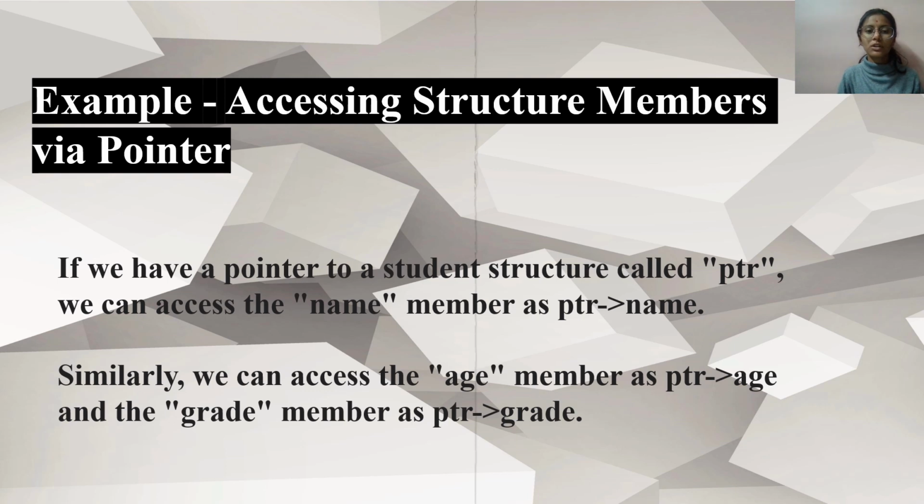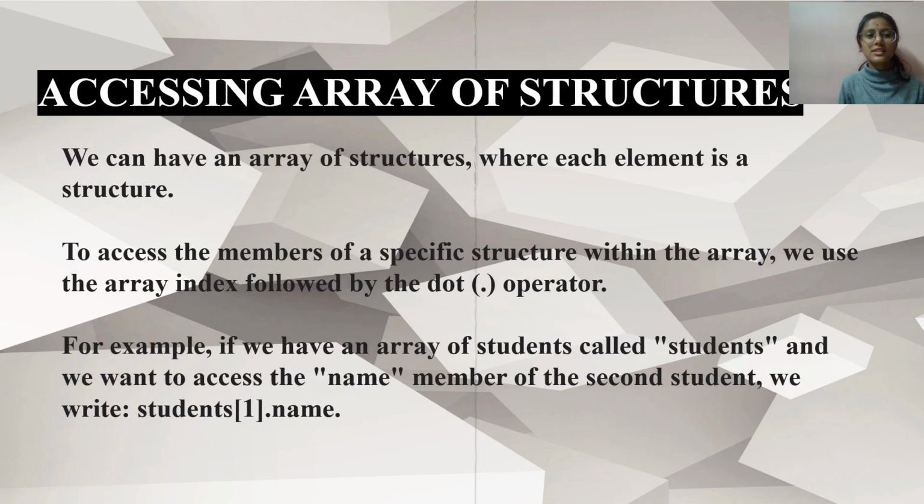Let us see one example of accessing structure members using a pointer. If we have a pointer to a student structure called ptr, we can access the name member as ptr arrow operator name. Similarly, we can access the age member as ptr arrow operator age and the grade member as ptr arrow operator grade. Now let us see about accessing array of structures.